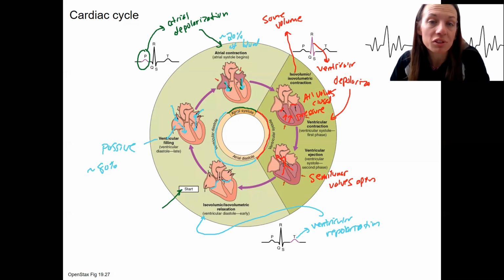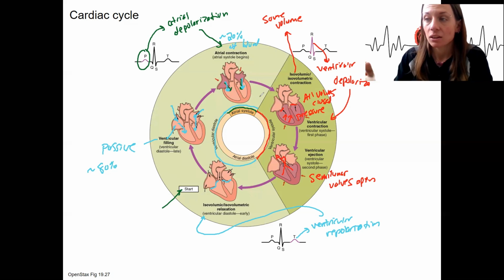And notice atrial systole is happening during a portion of this ventricular diastole. So the atria can contract even though the ventricles are relaxed, right? Okay, and then you start over again. You can walk through this yourself.